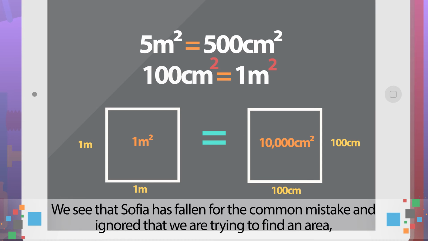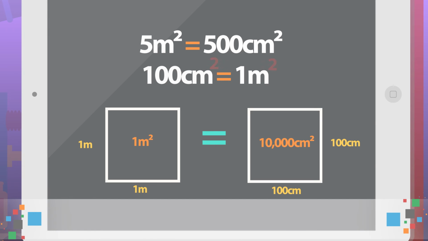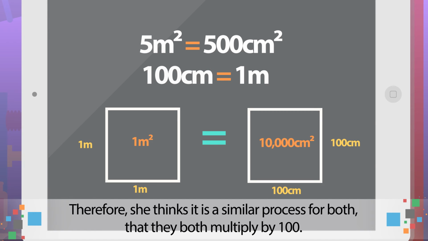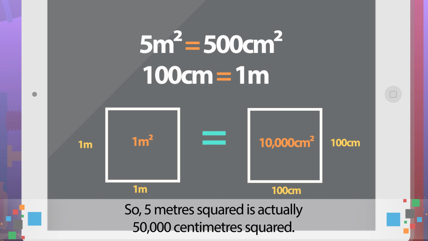We see that Sophia has fallen for the common mistake and ignored that we are trying to find an area, and she has looked at everything being similar in the same way as length. Therefore, she thinks it is a similar process for both, that they both multiply by 100. In fact, they need to multiply by 10,000. So, 5 metres squared is actually 50,000 centimetres squared.